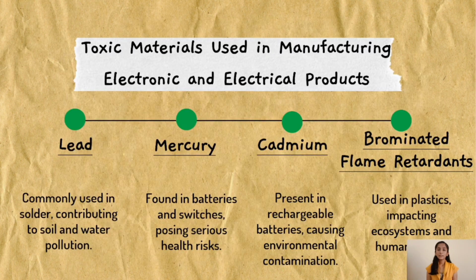Toxic materials used in manufacturing electronics and electrical products. Lead, mercury, cadmium, and brominated flame retardants are the four major toxic materials used in manufacturing electrical products. Lead, commonly used in solder, contributing to soil and water pollution. Mercury, found in batteries and switches, posing serious health risks. Cadmium, present in rechargeable batteries, causing environmental contamination. Brominated flame retardants, used in plastics, impacting ecosystems and human health.